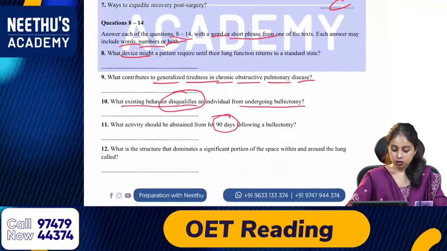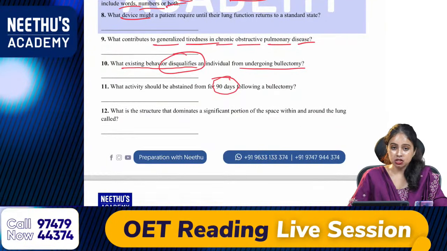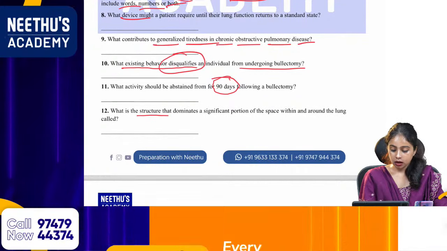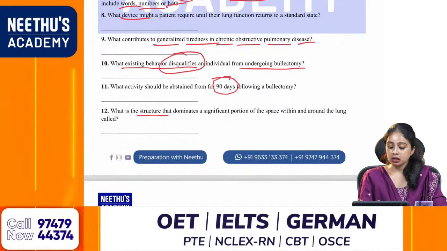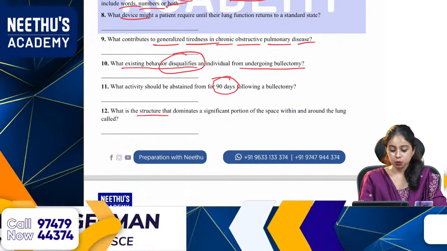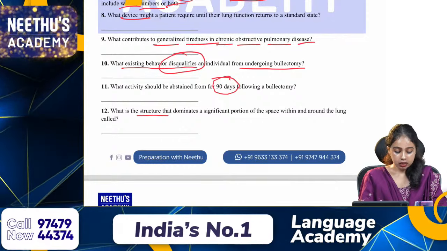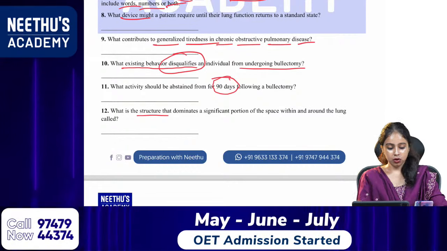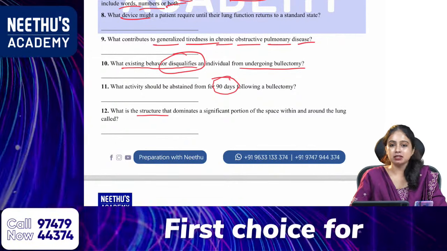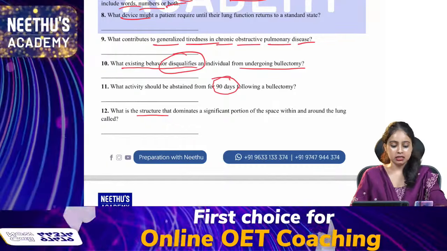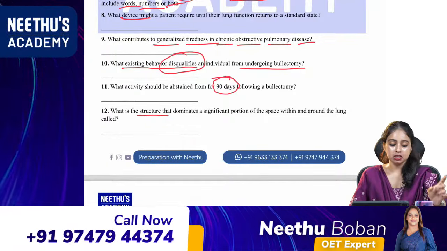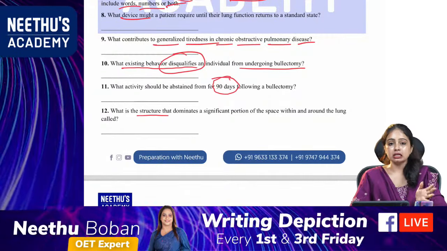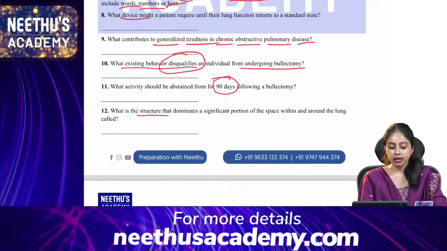Okay, good. So the next question, what is the structure that dominates a significant portion of the space within and around the lung called? So what is it called? The structure. So what is the answer? Any idea? Okay, Grishma, what is the answer for the 12th question? Alpana, Srija, Anu, Kavita, Deepthi, tell me what is the answer for the 12th question? Giant bullae. Very good. That is the structure. Giant bullae is the answer.